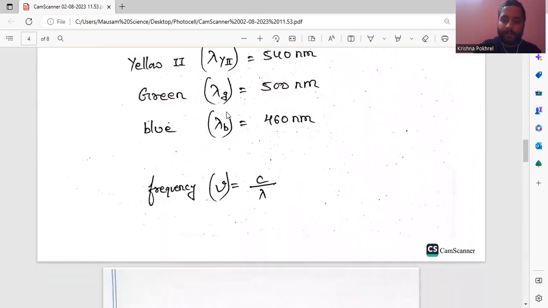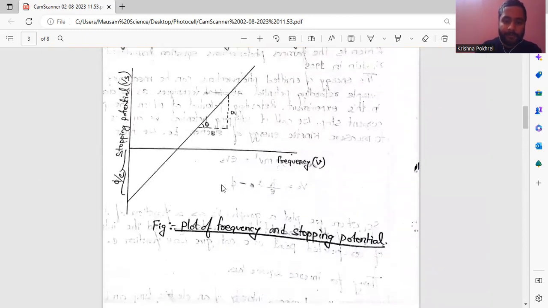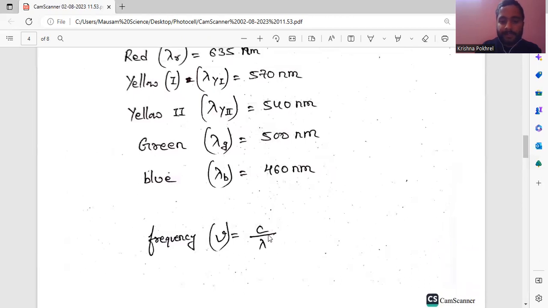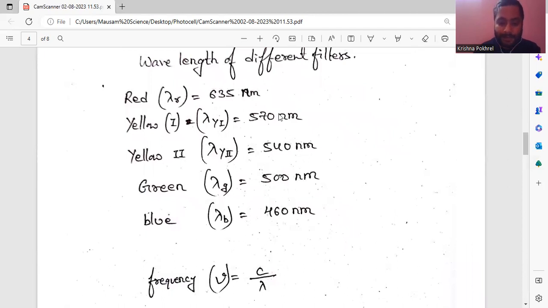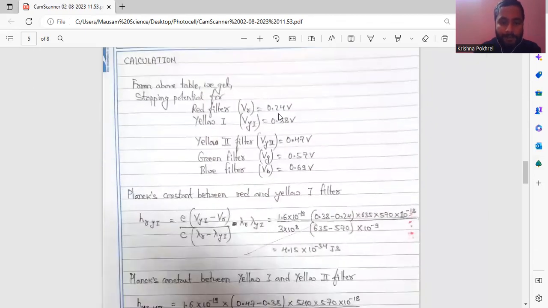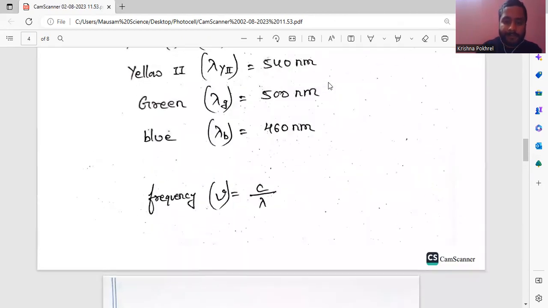As we know the wavelength of the different colors of light, we need to get the frequency, because we want a relation between frequency and stopping potential. I will tell you how to get the frequency. Frequency is equal to c by lambda. C means the velocity of light, 3 into 10 to the power 8 meter per second, and lambda you convert into meter by multiplying by 10 to the power minus 9 and get your respective frequency. From the calculation we'll get the stopping potential for the different colors. I will tell you for the red color how to determine this.